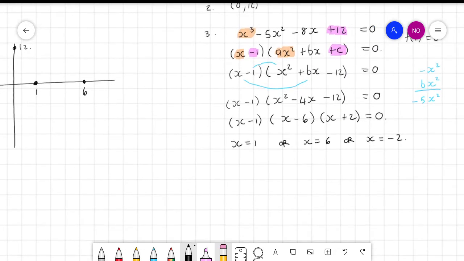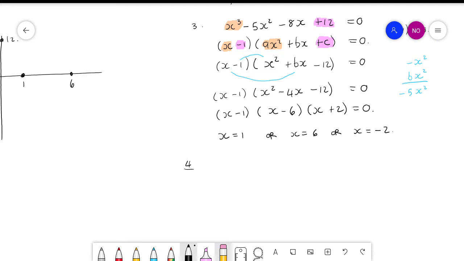Okay, now for the fourth step. We are determining the turning points. So you begin by getting the derivative of your function.